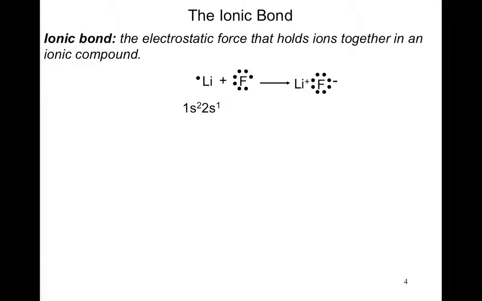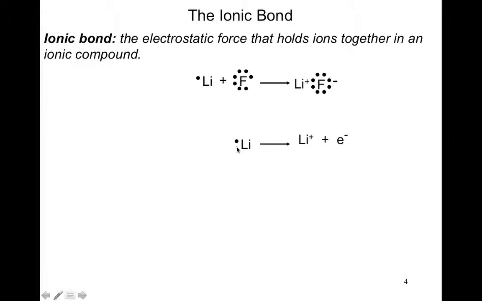So we see lithium was at 1s2, 2s1, and would be very stable if it could lose that 2s1. Fluorine is 1s2, 2s2, 2p5. Fluorine would be very stable if we could make that 2s2, 2p6. We'd have a stable outer shell there. And so that's what we do by making this bond. Lithium becomes 1s2, which is like helium's noble gas. Fluorine becomes 2p6, which is like neon as a noble gas.